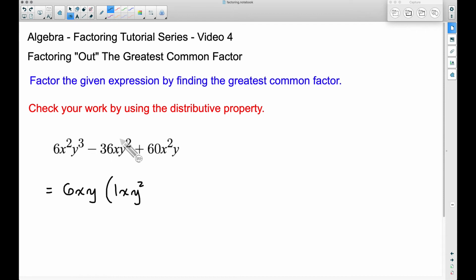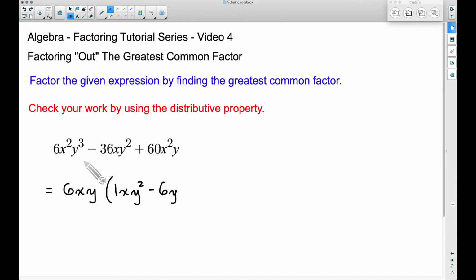Moving on to this second term here, 6 times what gives us -36? Well, that's going to be a -6. X times what gives us an x? Well, we don't have to multiply by any more x's because we already have this x that's going to get distributed when we check our work. So we don't need any more x's. However, this y times another y will give us this y squared here for this second term. So checking that again real quick, 6 times -6 is -36. X times no more x's is just a single x, and y times y is y squared.